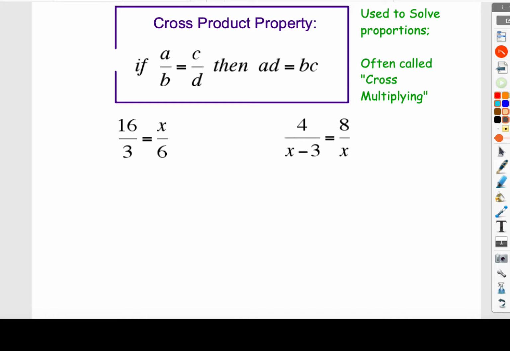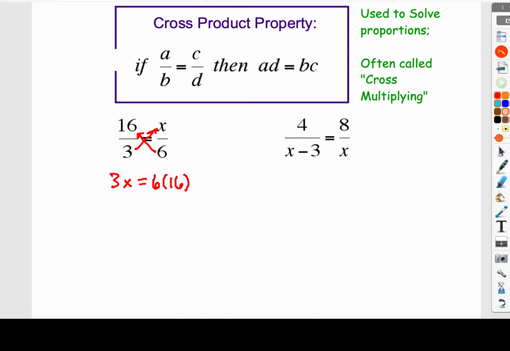And let's cross multiply. Basically what we're going to do is take the bottom of the right side, so take that 3, and we're going to multiply it over times the top of the right side, right? So bottom on the left times top of the right, or basically 3 times x. That's going to be equal to, well, now let's do the same thing on the other side. What if we take the bottom of the right times the top of the left? So I'm going to take 6 times 16.